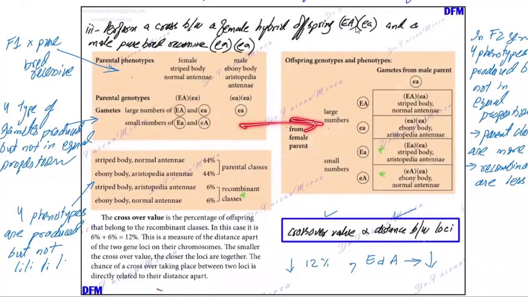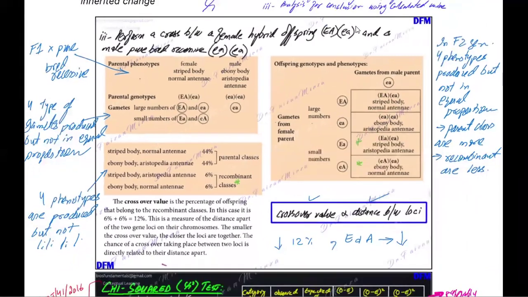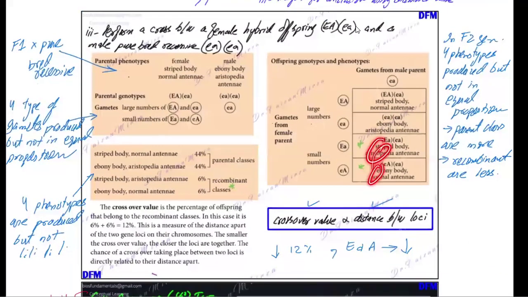Now, when you cross them together, we have the same striped and normal and ebony Aristopedia in the parental class. As parental class, the F2 offspring also show the same phenotype, but striped and Aristopedia and ebony normal also show up as recombinants. We expect them to be in a 1:1 ratio, the recombinants and the parental class. So is it a 1:1 ratio? No, when we count them, we see this kind of offspring ratio being produced. These are not 25% each. We see the parental class being more and the recombinant class being less.